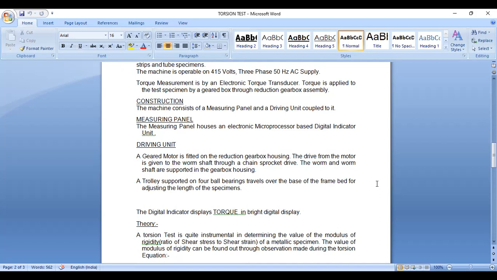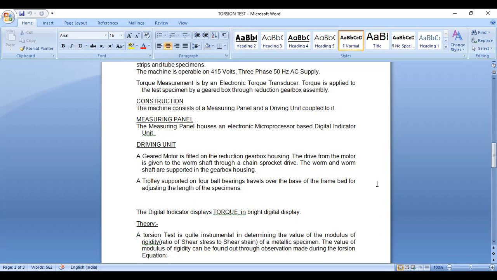So what we have here is a driving motor, a geared motor, with a geared system that runs through a reduction gearbox. The drive from the motor is given to the worm shaft through a chain sprocket drive. The worm shaft is supported in the gearbox housing.